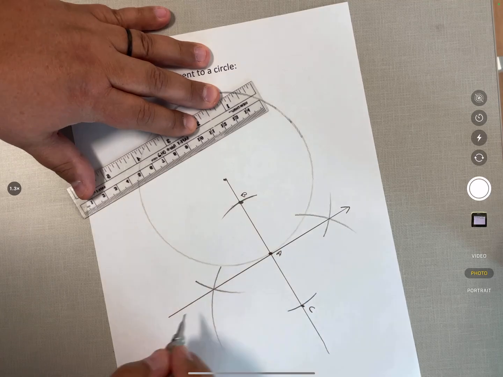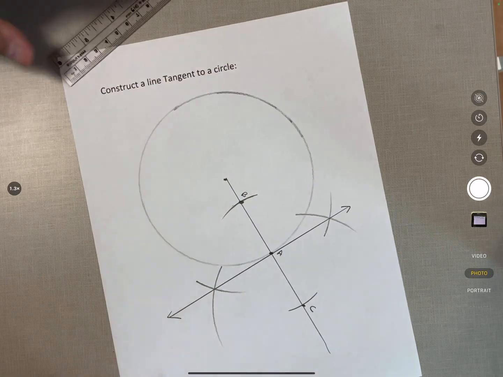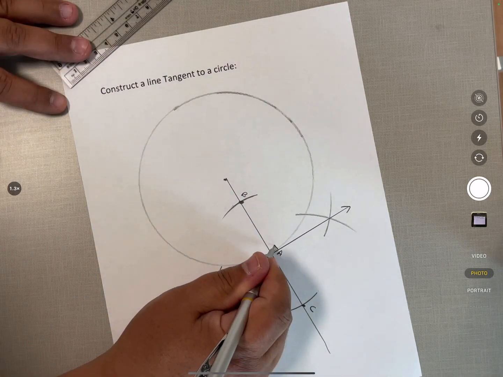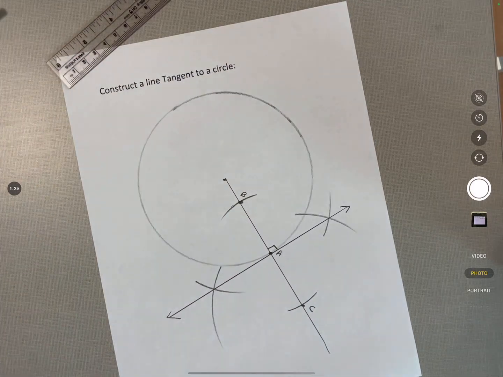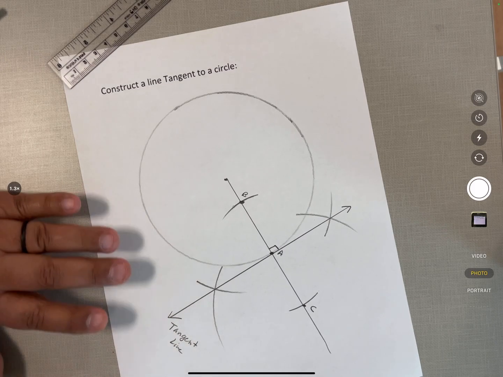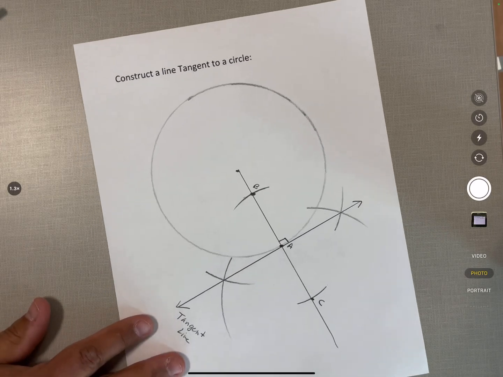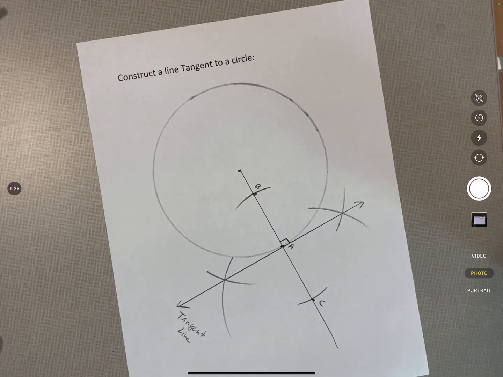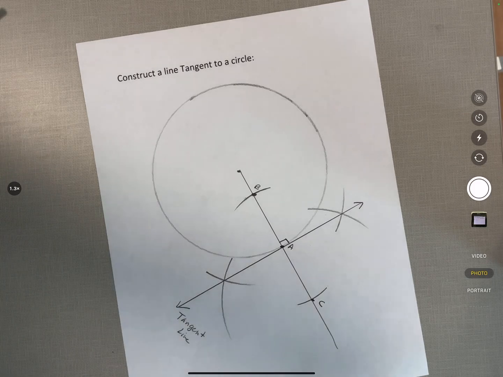That's the line that is perpendicular to my radius, and it goes through point A. So this is my tangent line. And that is how you do all 4 constructions in Unit 12. Thank you for watching.